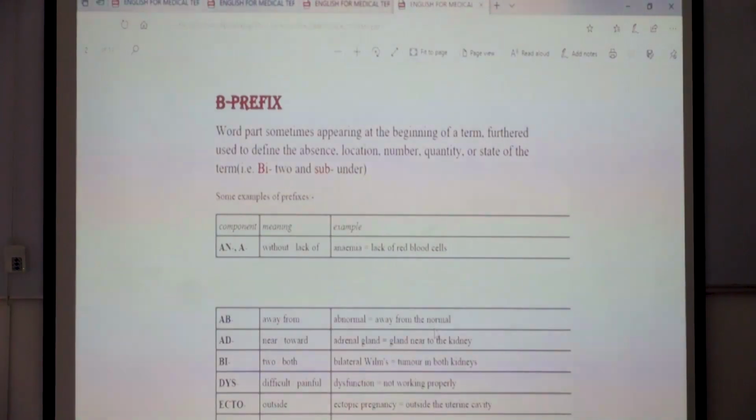Bi, mean two, bilateral. You see, this is bilateral kidney, bilateral artery, bilateral vein, bilateral muscles, like this. Dys, this mean that difficulty, this mean pain, dysfunction mean that doesn't work in a proper way.